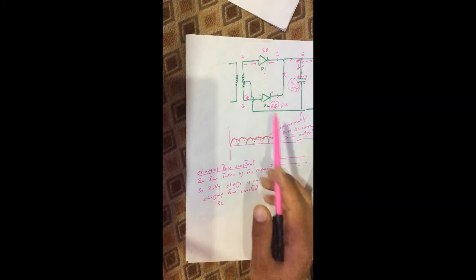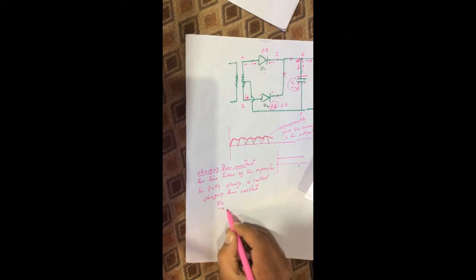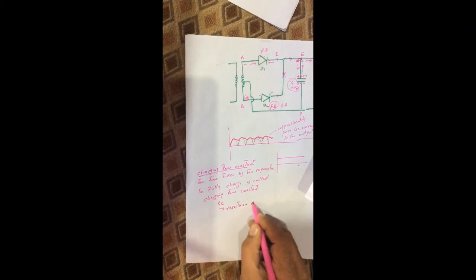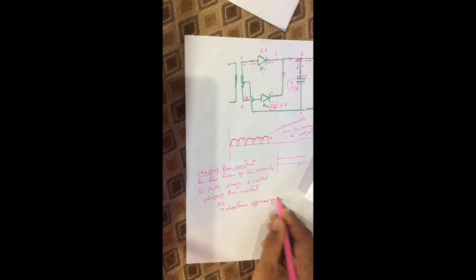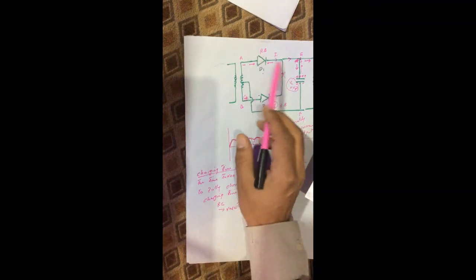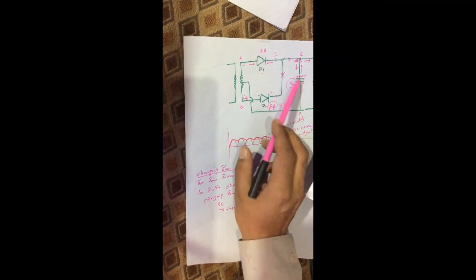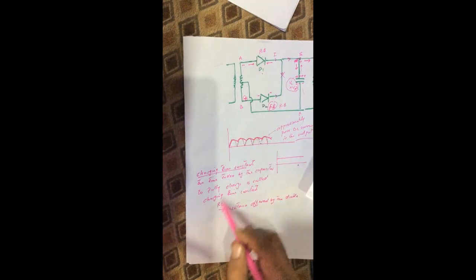As we know that the capacitor is charging through the diodes, so this R will be the resistance offered by the diode. Because once current flows through the diode, then this capacitor will get charged. So it means that this R will be the resistance offered by this diode.